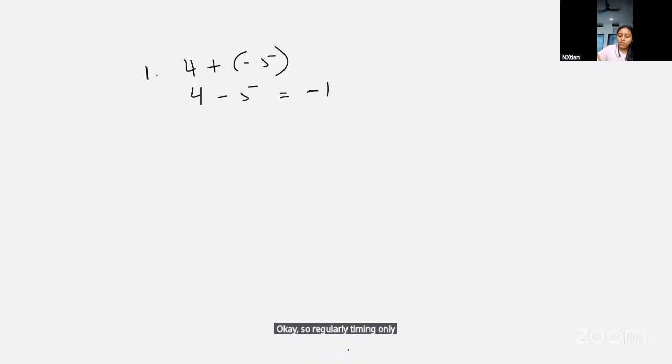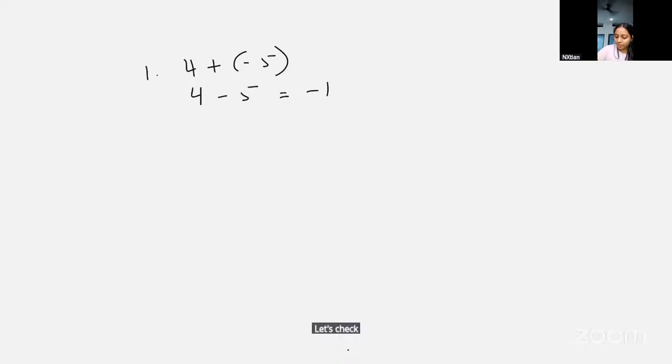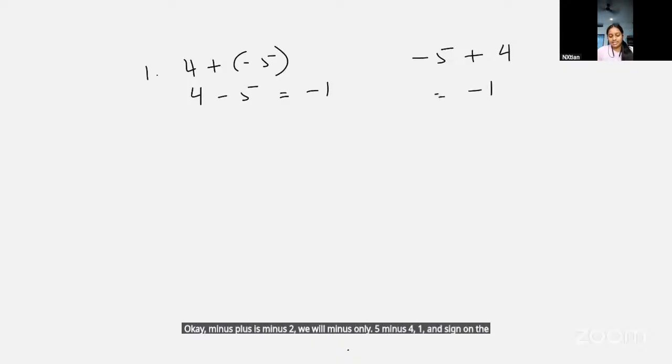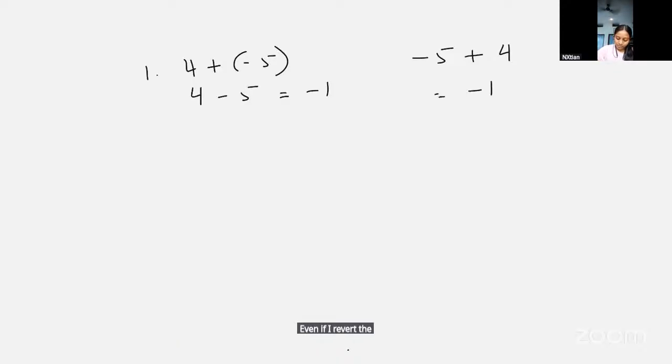So now if I reverse the order in this question, 4 plus minus 5, and do minus 5 plus 4, will I get the same answer? Let's check. Minus 5 plus 4: minus plus is minus, so we will subtract. 5 minus 4, 1, and the sign of the bigger number. So yes, even if I reverse the order, I will get the same answer.